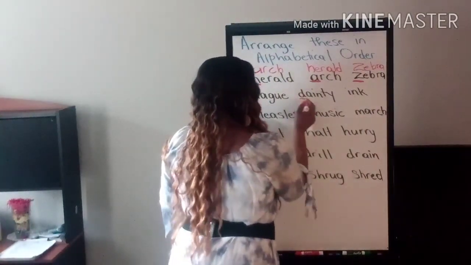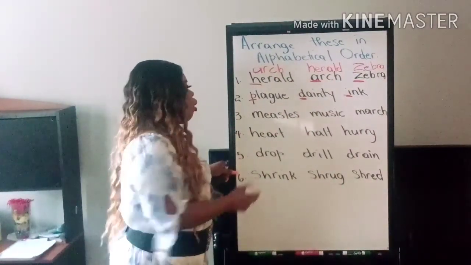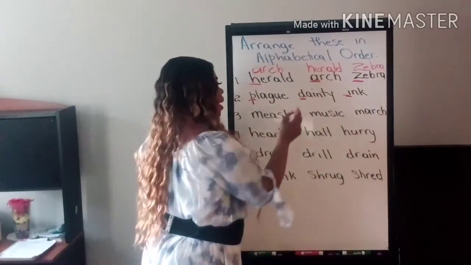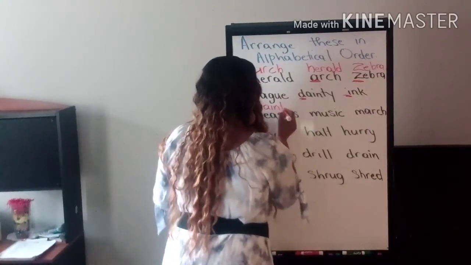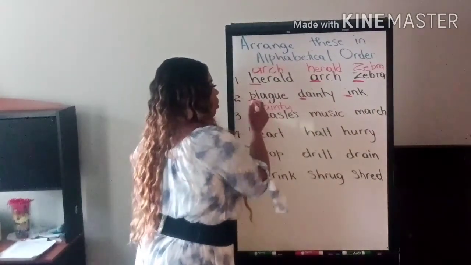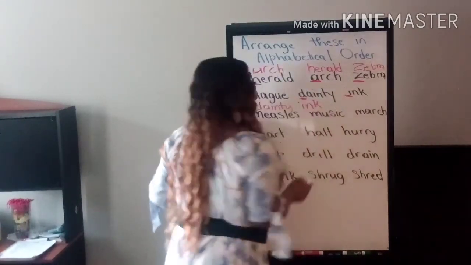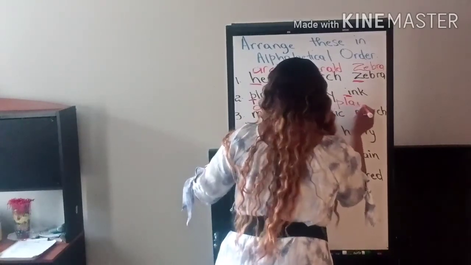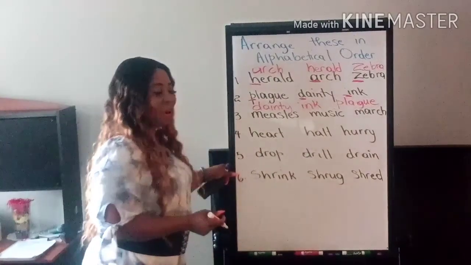Plague, dainty, ink. All different letters again, right? Which one of these letters would come first in the alphabet? If you said D, you are correct. So we would have dainty being first. Then, which one of these letters would come next? I. So ink would be next. And then plague would be last. Beautiful job. I love how you are getting this.